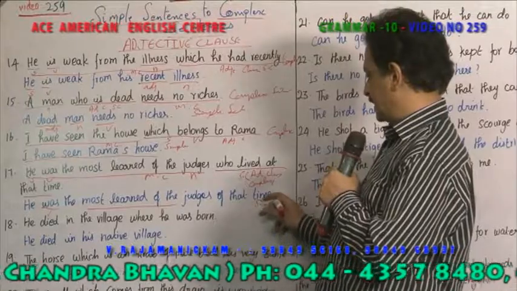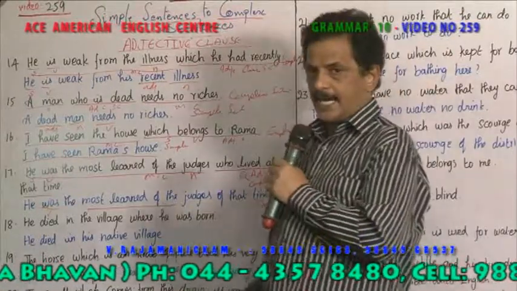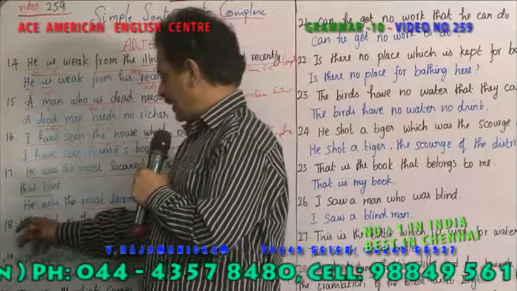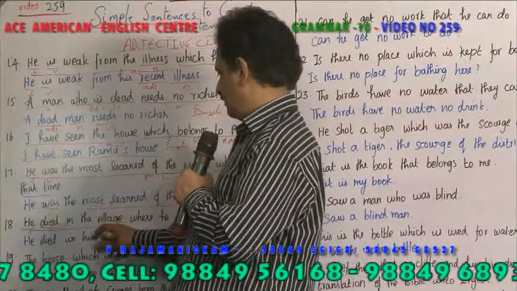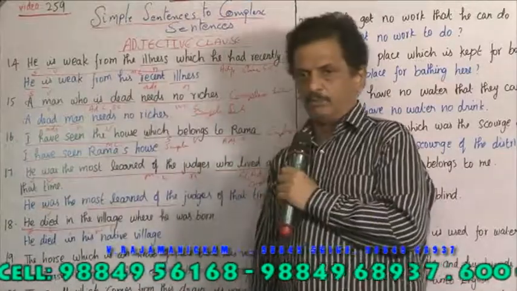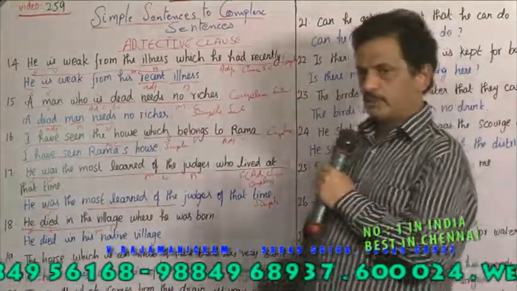Next is: He died in the village. He is the subject, died is the verb. He died in the village is the main clause. And the village is described. What type of village? Where he was born.